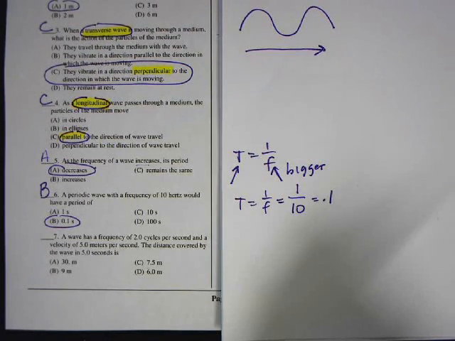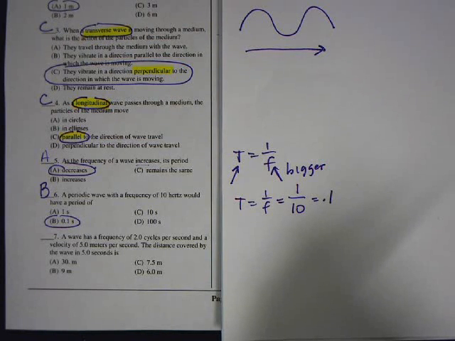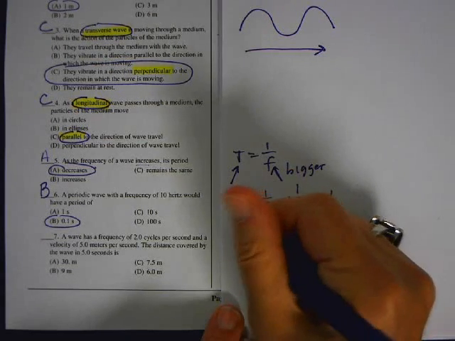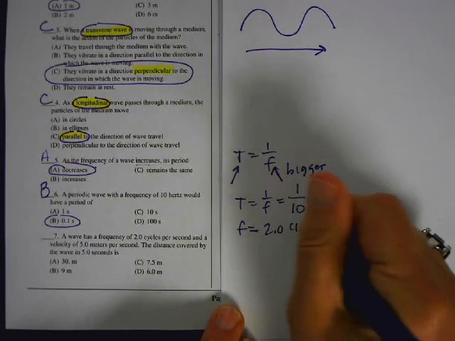Number 7. A wave has a frequency of 2 cycles per second and a velocity of 5 meters per second, the distance covered. So first of all, the choice isn't even here. There's a typo on here. Okay? But let's talk about how we're going to do this. Well, first they tell us the frequency is 2 cycles per second.